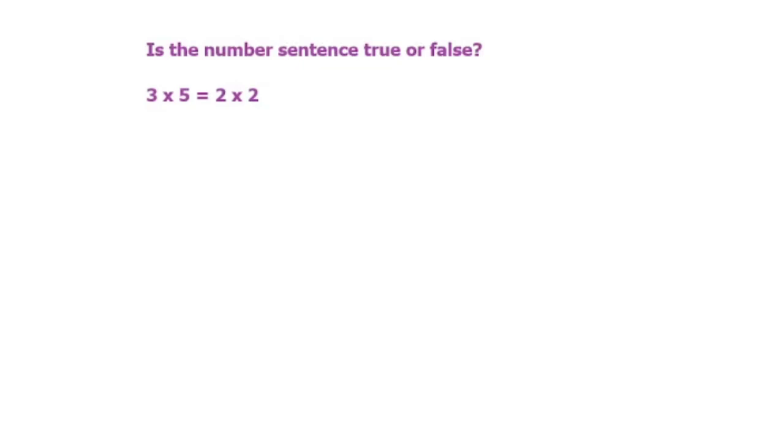In this video, we're going to figure out if a multiplication number sentence is true or false. So if we have a sentence here, is the number sentence true or false? It's asking, is 3 times 5 the same as 2 times 2? So we just need to figure out what it's asking.